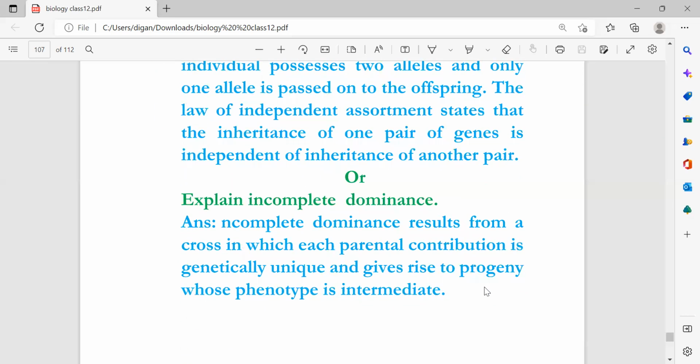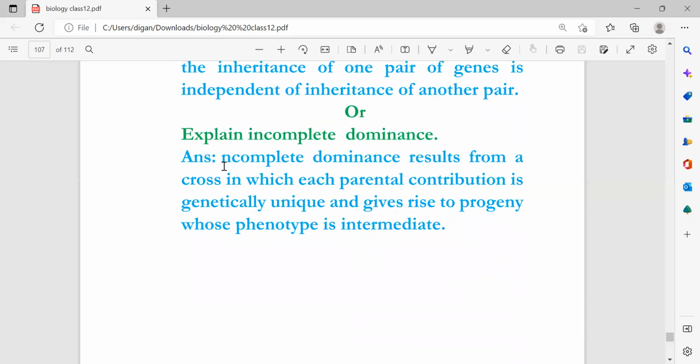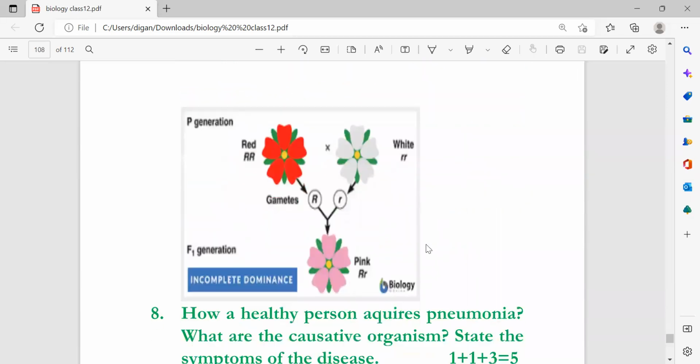Next, explain incomplete dominance. So incomplete dominance results from a cross in which each parental contribution is genetically unique and gives rise to progeny whose phenotype is intermediate. Suppose the father is red and the mother is white, then the offspring or progeny will be pink. It is neither the same as its father nor its mother. It has an intermediate color.